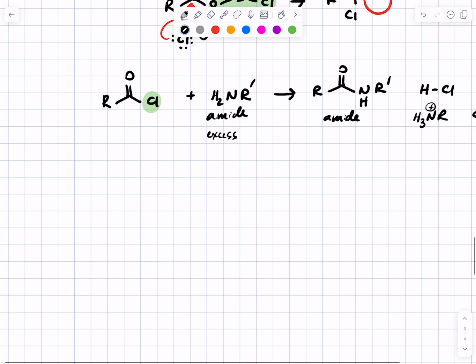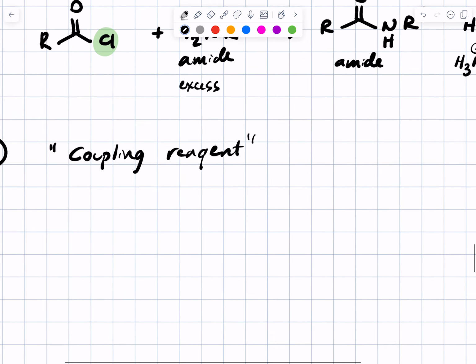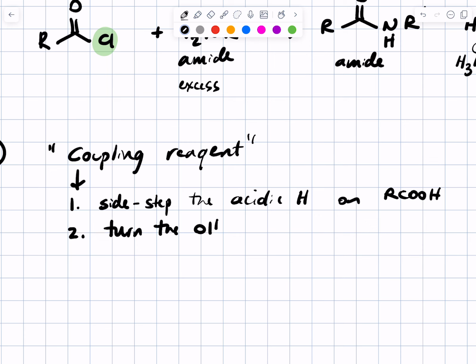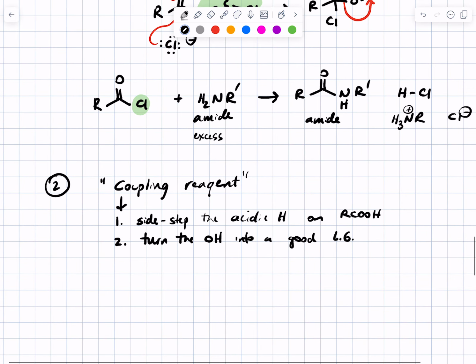Okay. Second, for amide bond formation, is the strategy of using, and I'm going to call this a coupling reagent. The goal of the coupling reagent is, again, to sidestep the acidic proton on the carboxylic acid, which I'm going to abbreviate like this. And second, you have to turn the OH into a good leaving group, which is a familiar theme. If you took 351, the whole theme of chapter 9, as horrific as that experience was, was turning the OH into a good leaving group.